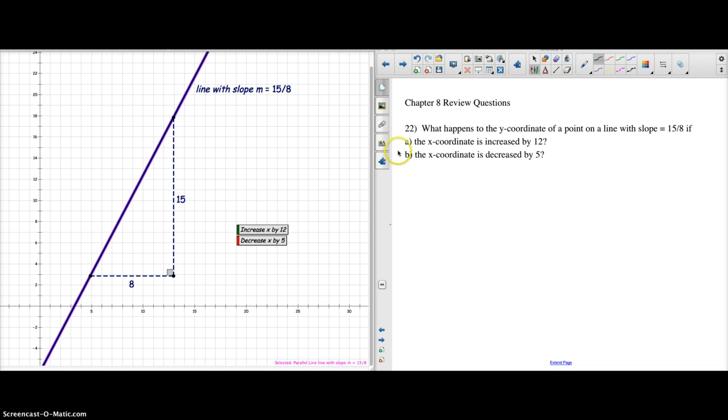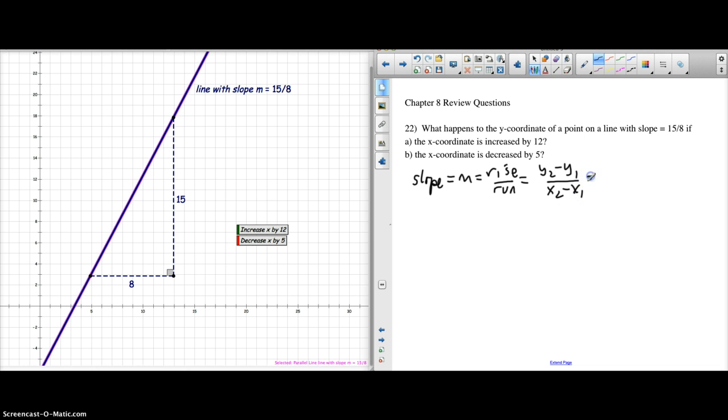One of the concepts that you need to keep in mind as you work through this problem is that slope is a ratio of rise to run. Rise and run rhymes with y's over run. Sometimes we use delta y and delta x to represent the change in y over the change in x.